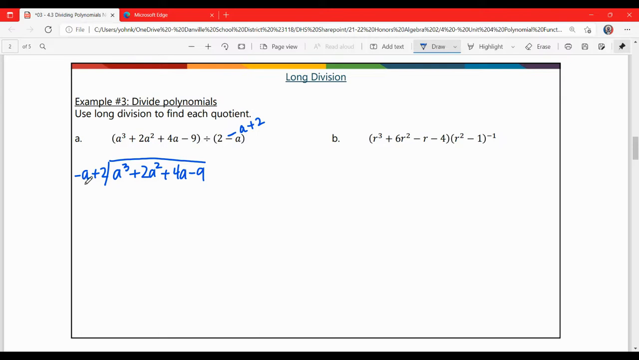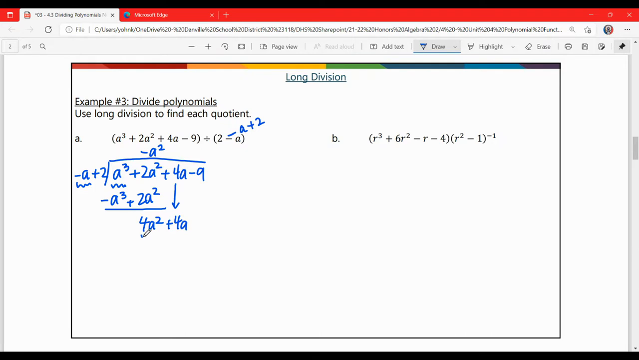Okay, so we did that because we want to only look at the beginning things. So negative a times what is a cubed? And the answer is negative a squared. Notice I put it above the other a squared. Then I multiply. So negative a squared times negative a is a cubed. Negative a squared times 2 is negative 2a squared. Draw your line, change your signs, add. You get 0a cubed, 4a squared, and then bring down the plus 4a.